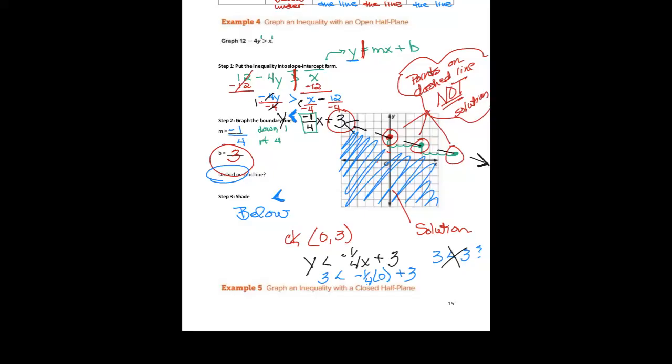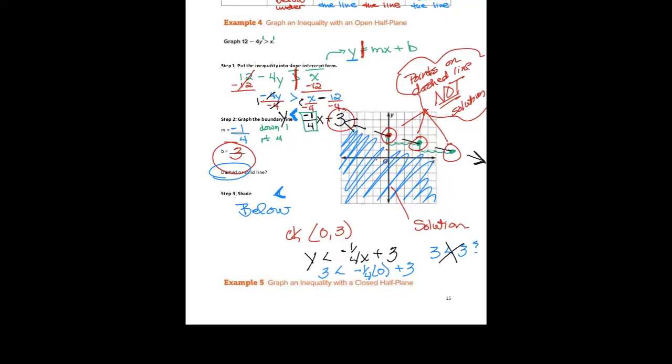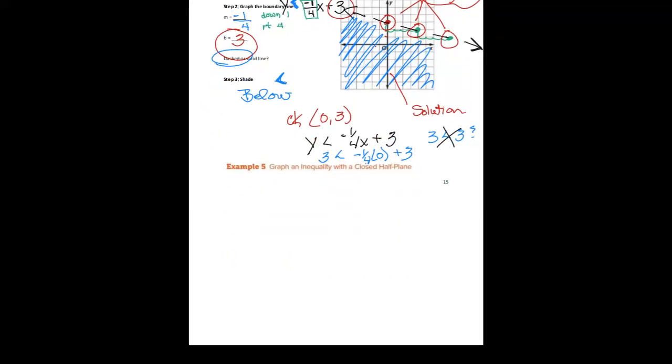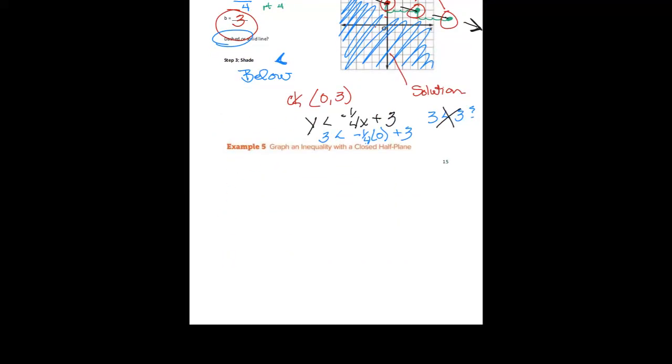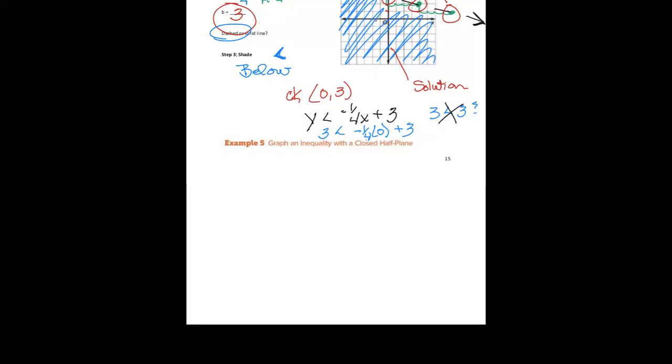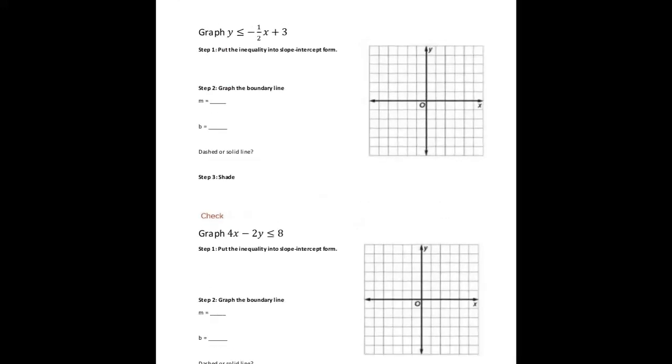They are not part of the solution. Any questions on that? Dashed line, not part of the solution. All right, example 5. Hopefully yours is on the same page. Mine is not. Let's go to the next one.